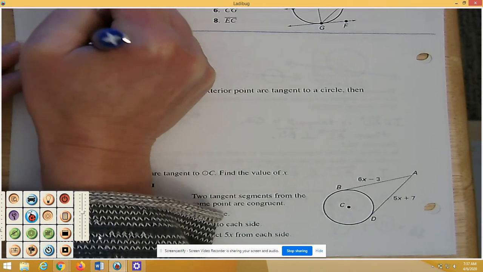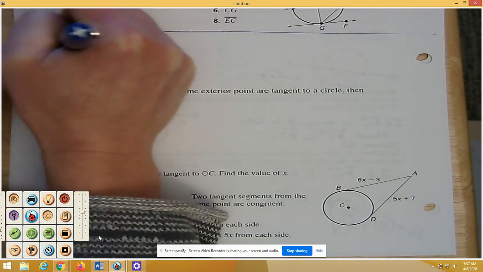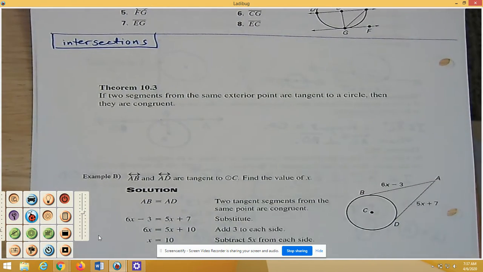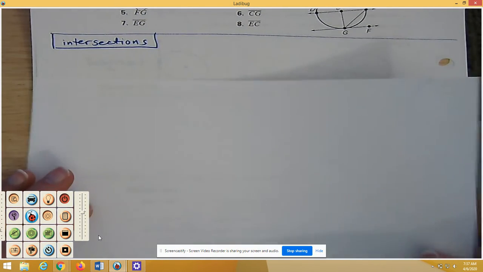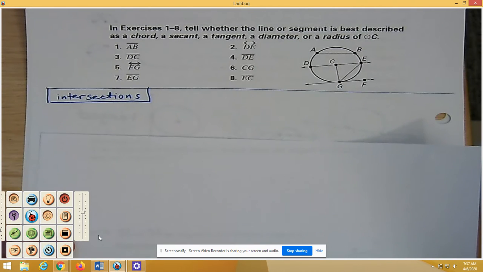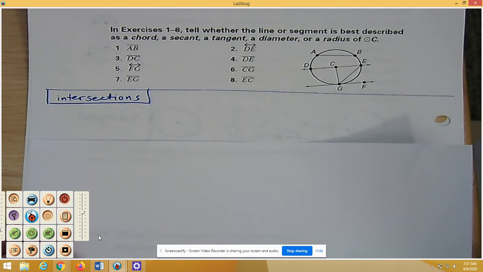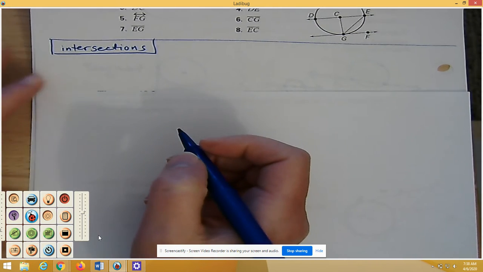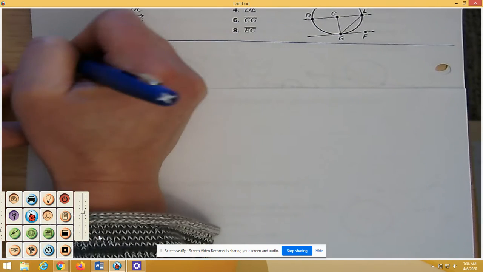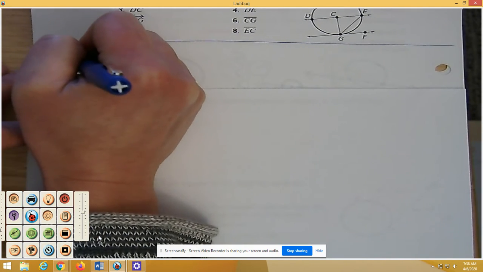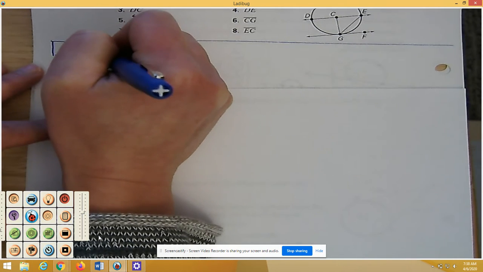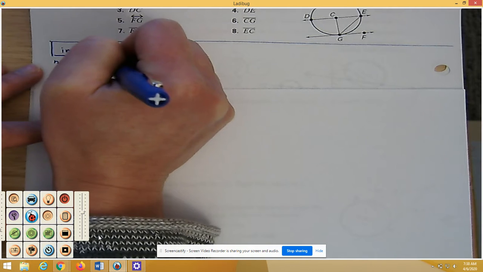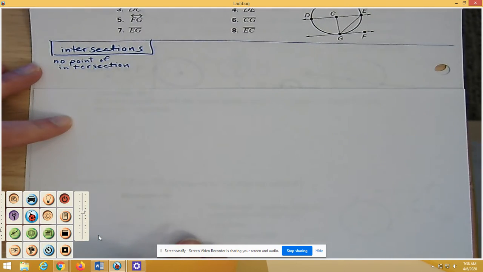So intersections. I'm going to write kind of small here. I'm also going to cover up this part here. So I'm just, after examples 1 through 8, if you printed this out, I'm just going to kind of squeeze this in. All right, so for intersections, you could have no point of intersection. And there are 2 diagrams that you could have.